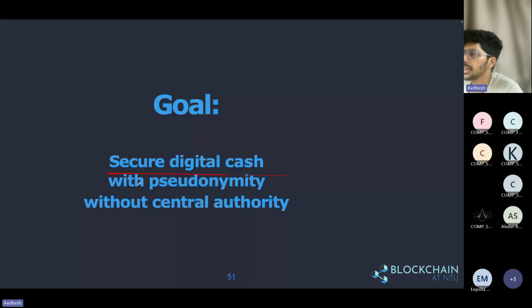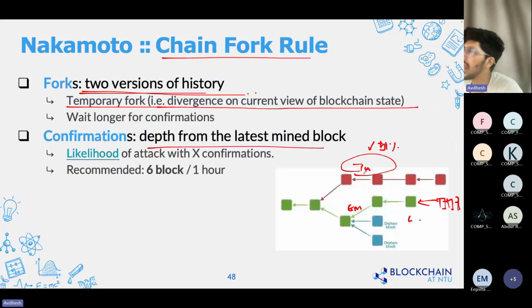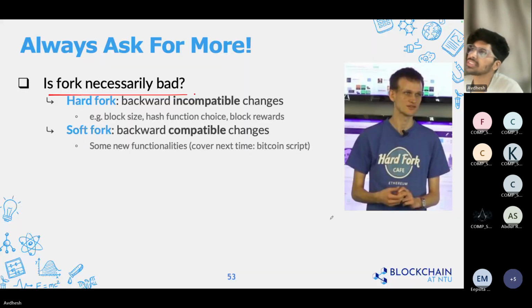So we did secure digital cash. We also looked into pseudo anonymity, and we also checked on how we can do it without a central authority. After this, back to the same question: is this bad, having two forks or two chains simultaneously? Is it really bad? It's a dilemma, honestly.